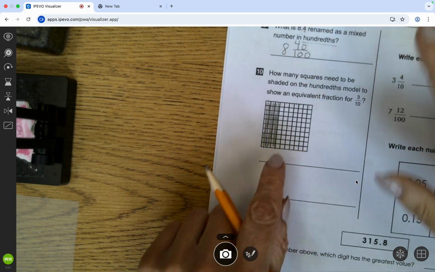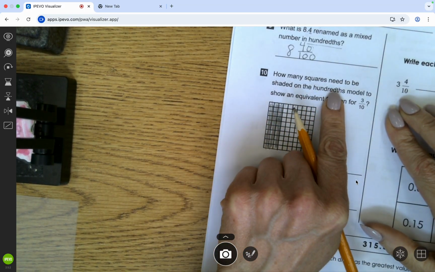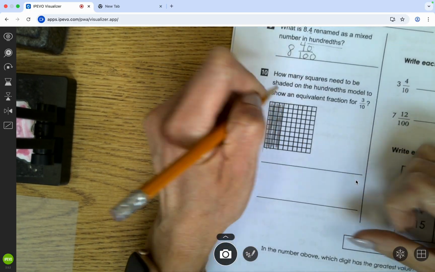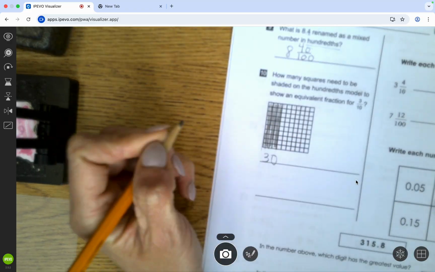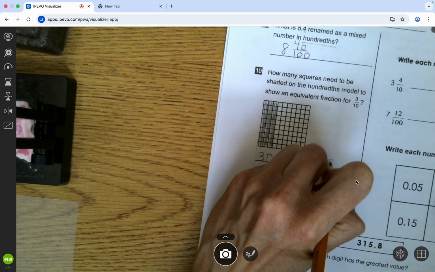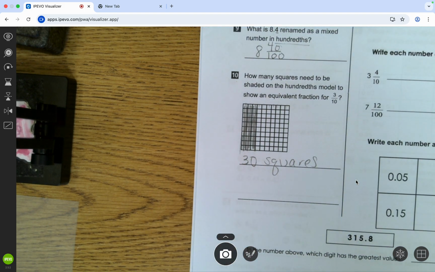So if this is the tenths model, 3 would be shaded. However, it's broken up into a hundredths model. In each column, there's 10, 10, 20, 30. So 30 squares is your answer. 30 squares are shaded.